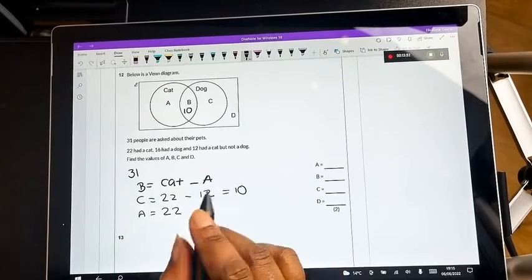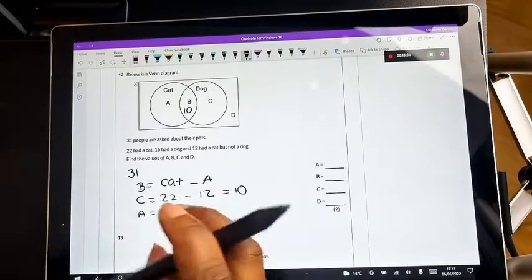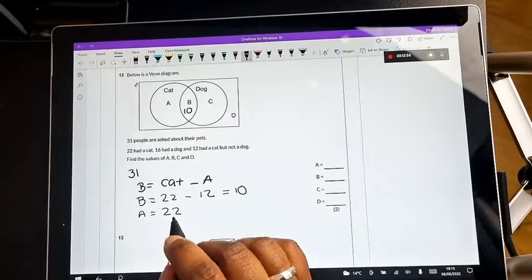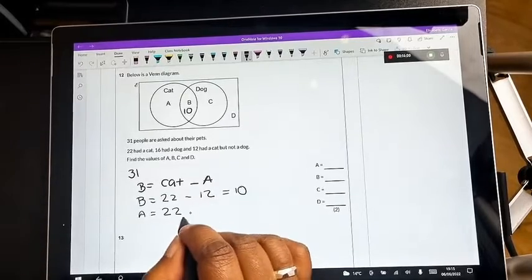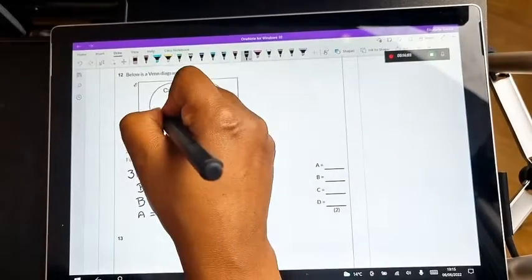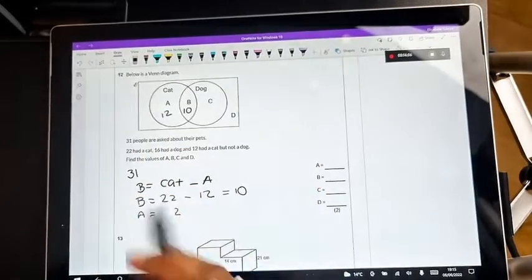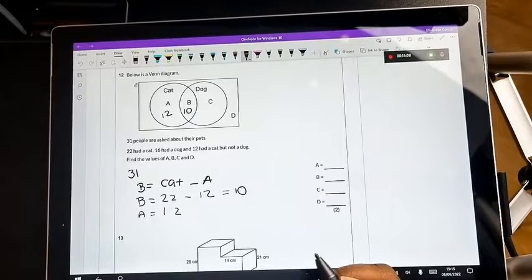Okay, sorry, that was A straight away, not B, not C there, B. Okay, so we know that we have 22 minus the 12, so we know that we have 12 there altogether. And now we need C.